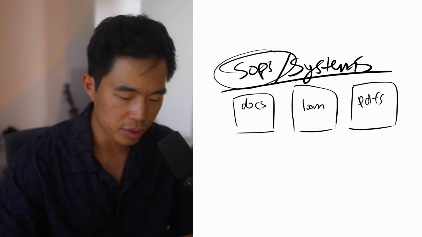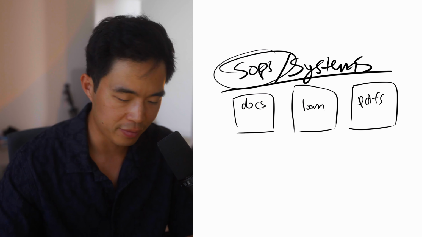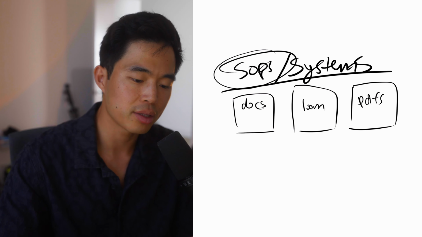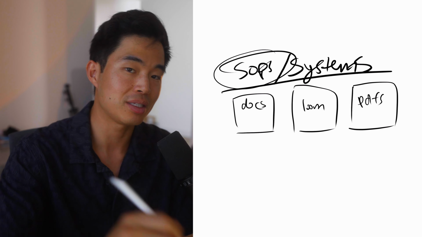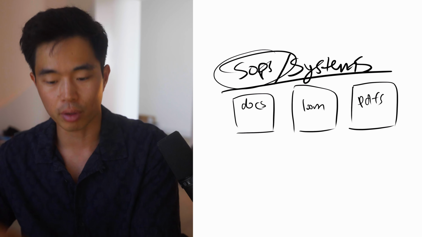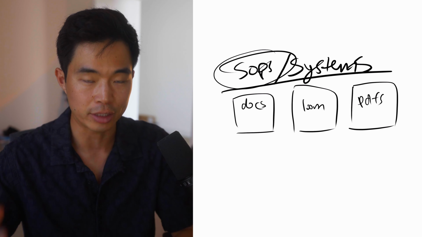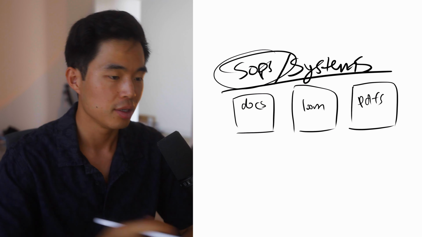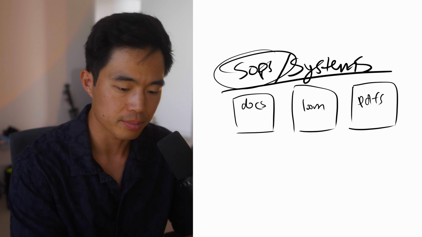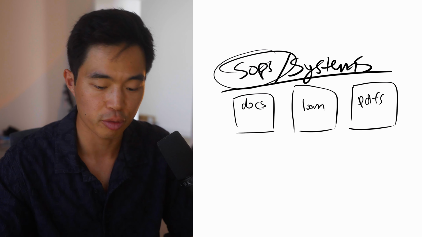Doesn't matter if it's a Google Doc or a Loom or PDF, whatever it is, you need some way to train your team, and they should be able to reference these SOPs as they are doing their work so that there's a standard of output, right? Things are not all over the place. Very, very important. And this is just going to make your business more efficient.